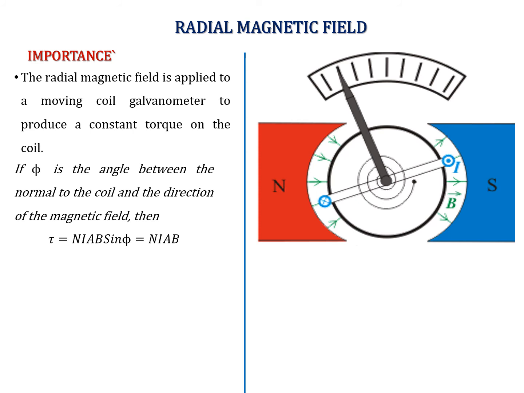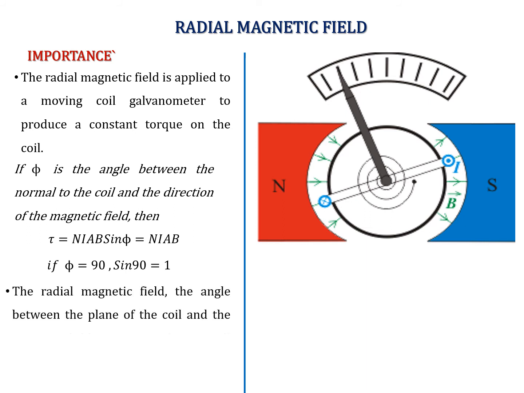And torque will be NIAB if phi is 90, because we know sin 90 is 1. So if we want torque to be independent of the angle phi, then the plane of the coil should always be parallel to the magnetic field, for all orientations of the coil in the field. And how is this made possible?